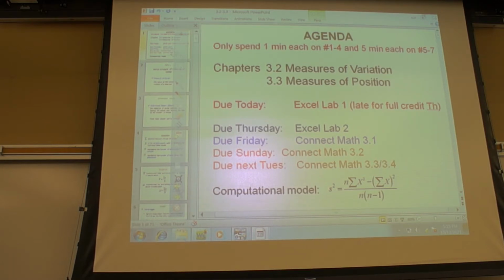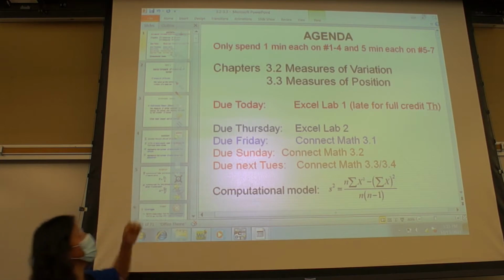Okay, so today we're working on chapter 3. We're going to finish up 3.2, and we're going to do 3.3, measurement of position.